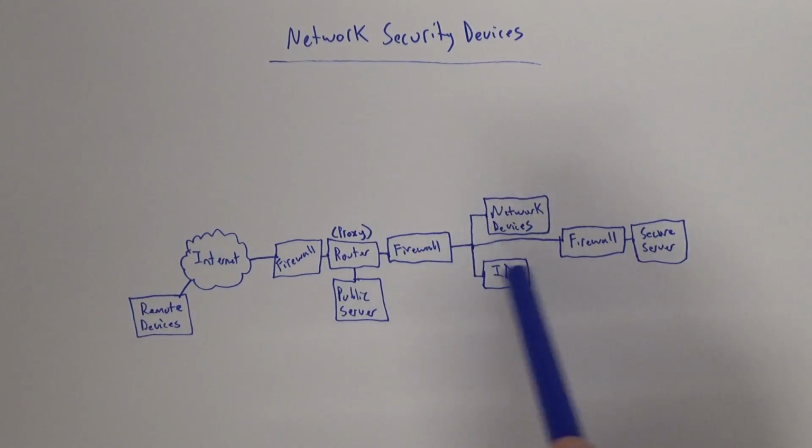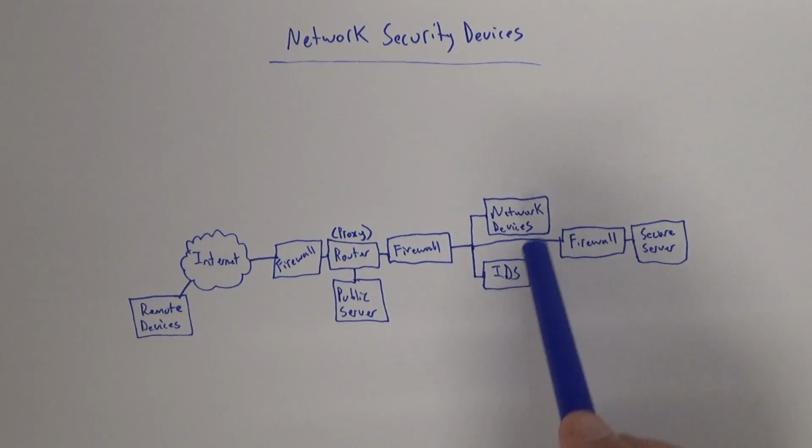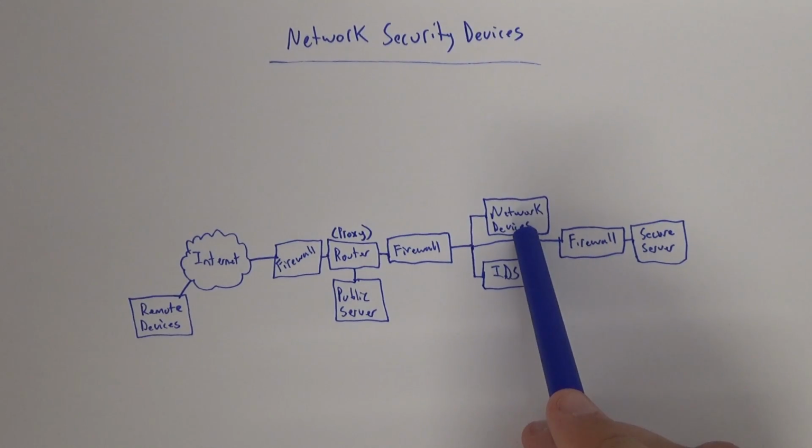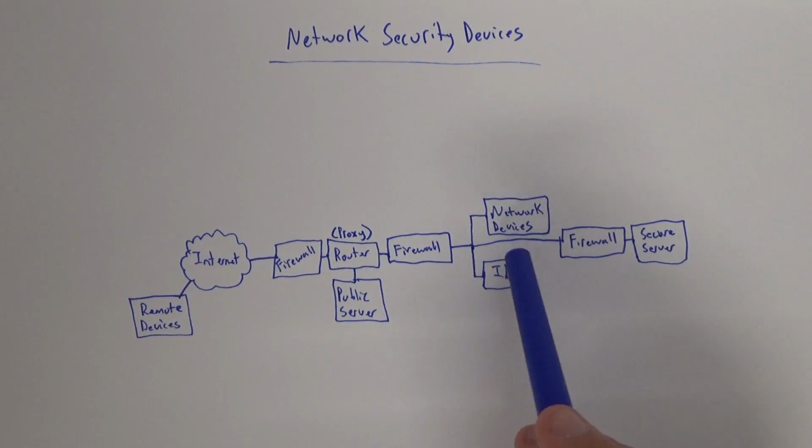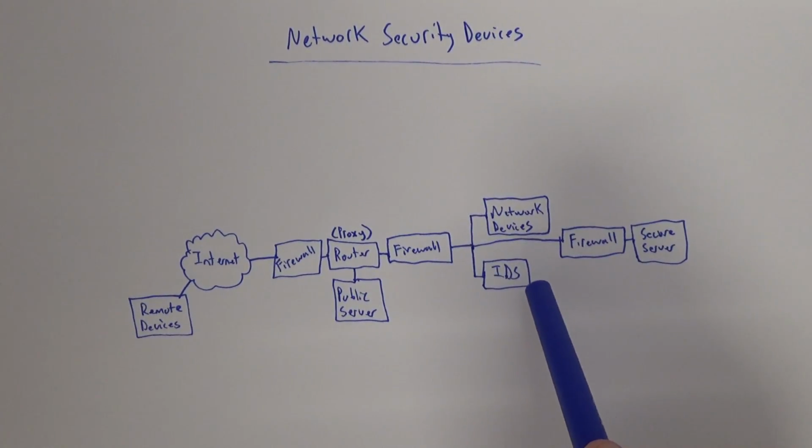So we can put the IDS in a variety of places, and again, much like the software firewalls that our network devices have, we can also put IDSs directly on individual devices in order to detect whether incidents have happened or not and respond appropriately.